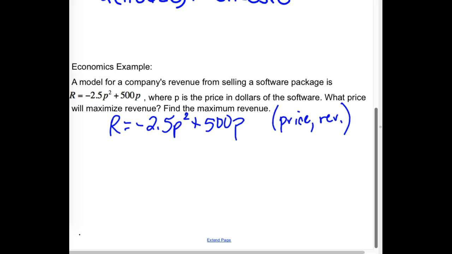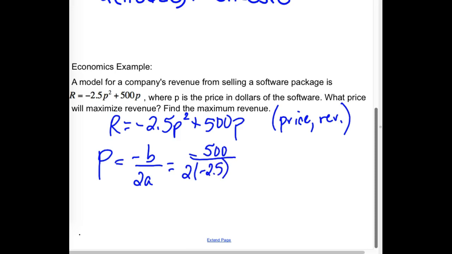Your maximum occurs at a vertex. So they're looking for what price, what's the X coordinate of my vertex? All right, so price equals the opposite of B over 2A. So we need the opposite of 500 over 2 times negative 2.5. What's 2 times 2.5? So we have negative 500 divided by negative 5, which is 100. So the best price, the price that will give me the maximum revenue, is if I sell it for 100 bucks. Okay?